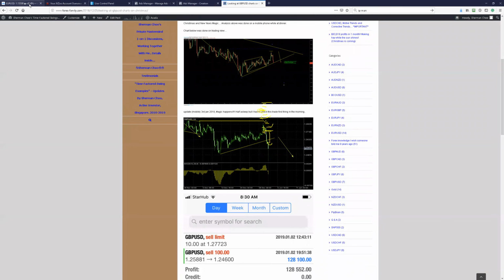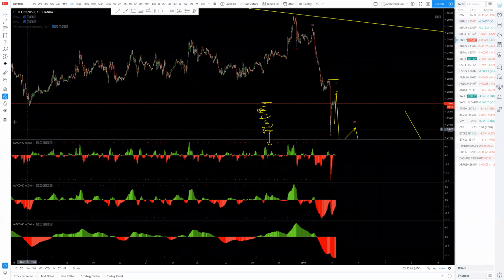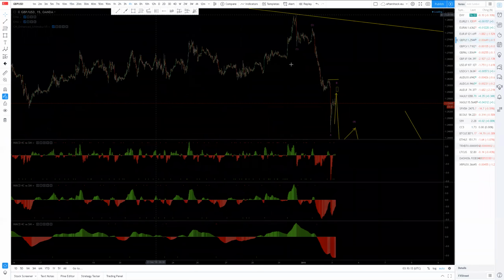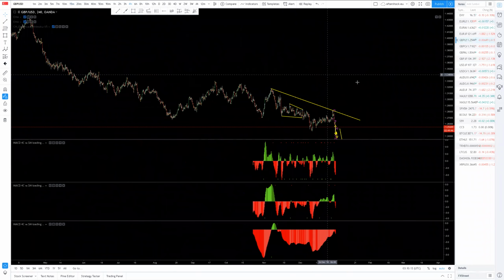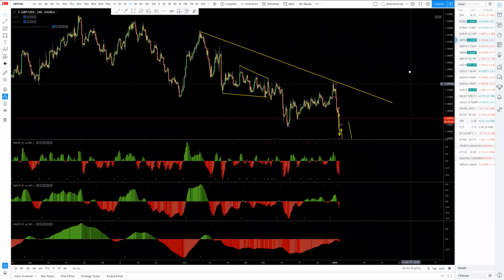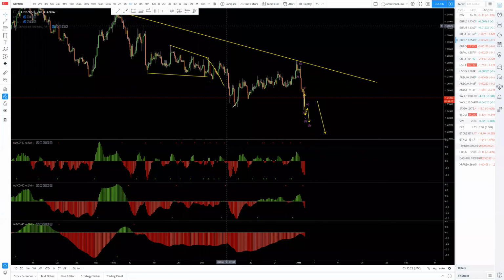Let's go look at pound dollar. Let's go look at the 4 hours. So basically, this is what we are looking at right over here. This was actually the move down correction, and then looking for the next wave down to break this low over here.